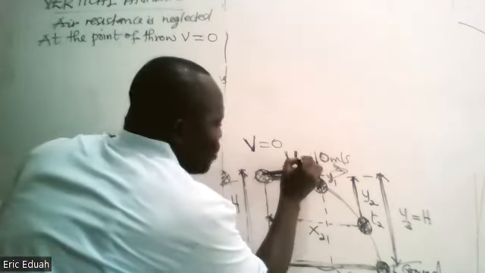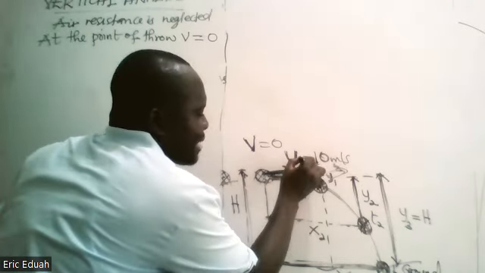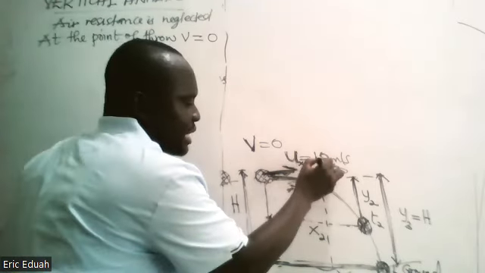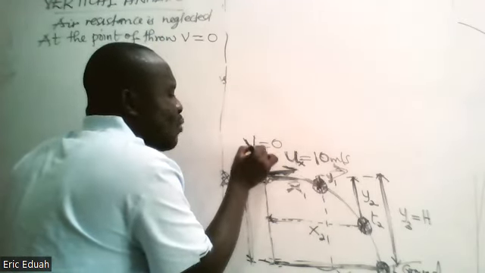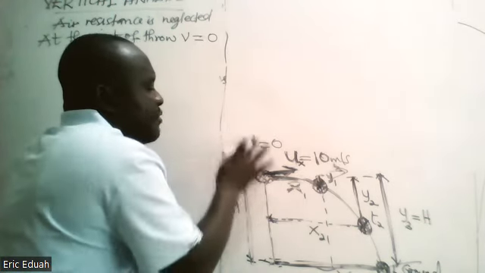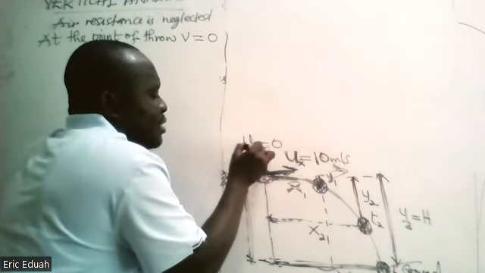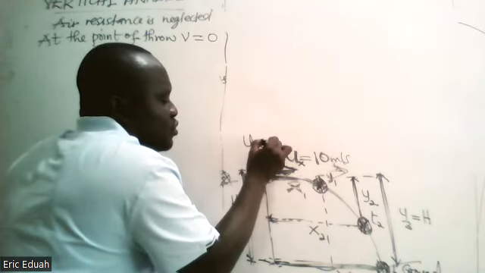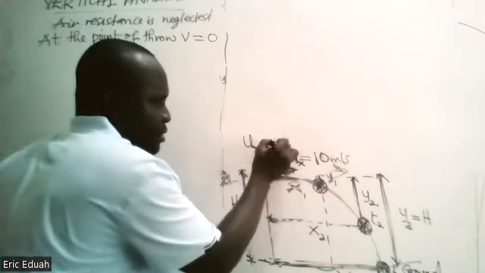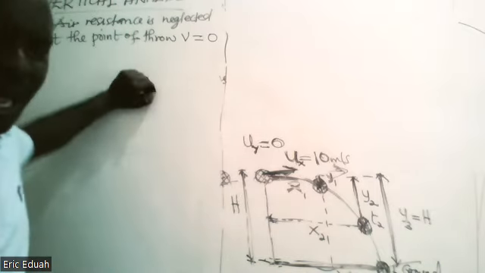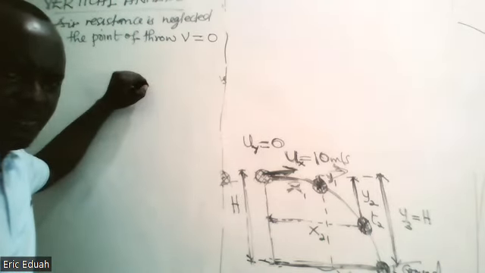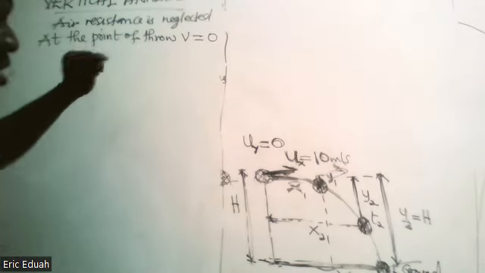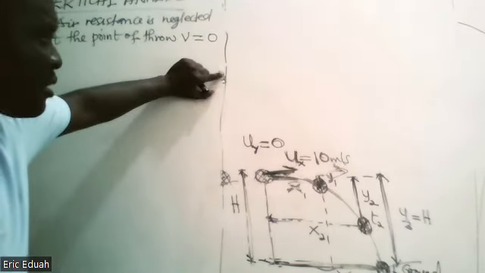So U subscript x, to denote horizontal, is equal to 10. Let me even use Uy instead of Vy. Uy is equal to 0. Phoebe, are you okay?